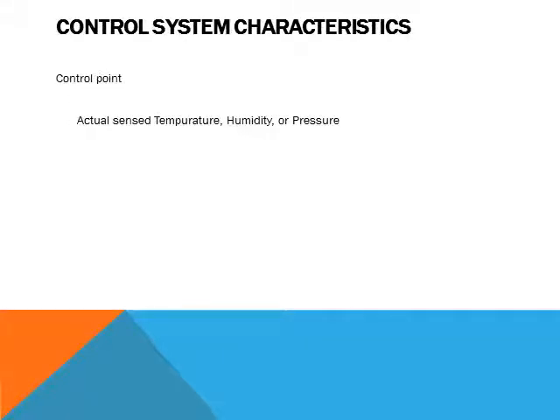Control point. Control point is the actual sensed temperature, humidity, or pressure in the space, pipe, or area that we're trying to control. And the control point is sensed with a thermometer, thermostat, humidistat, or pressure control. Set point, the temperature, humidity, pressure point that is to be maintained. An example would be a thermostat trying to maintain 72 degrees. The 72 degrees would be the set point.